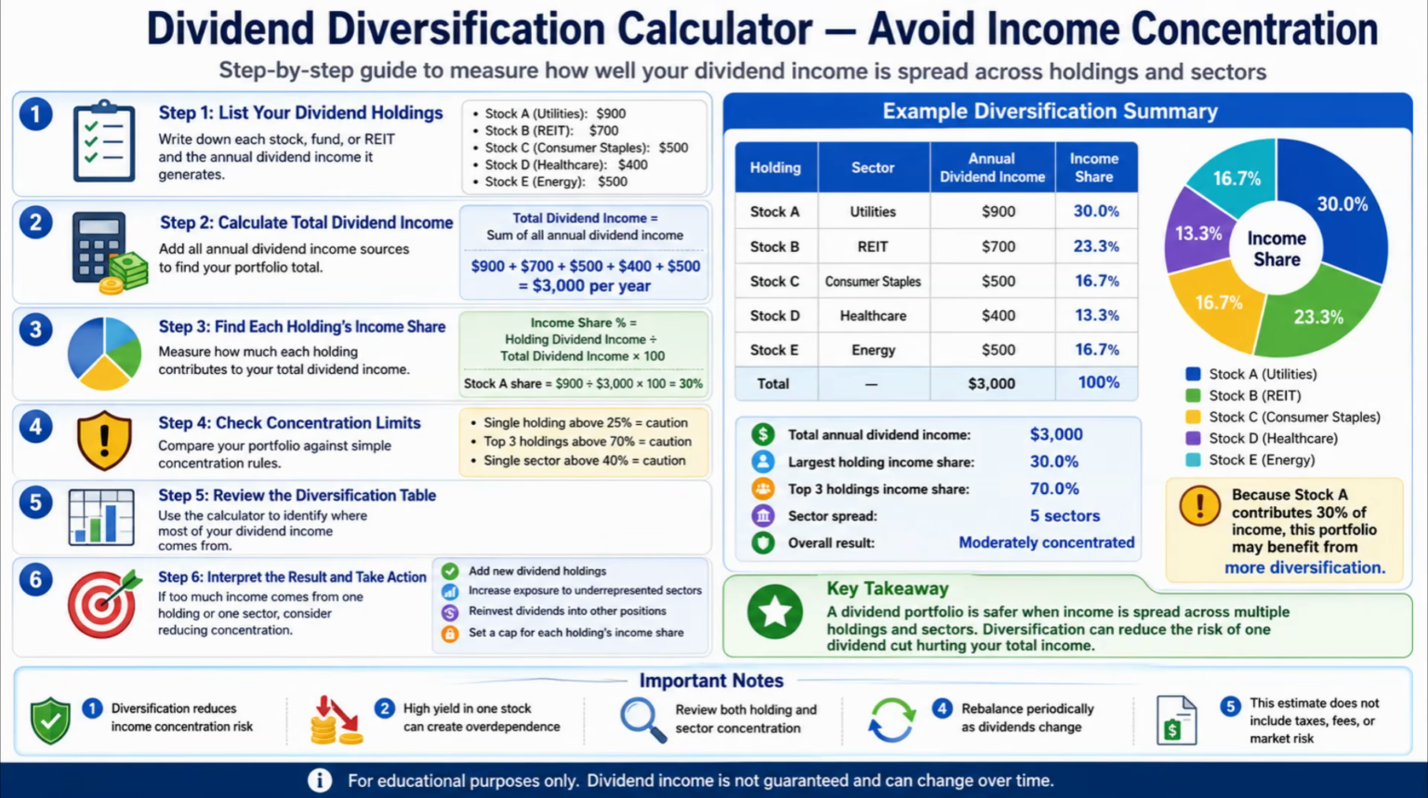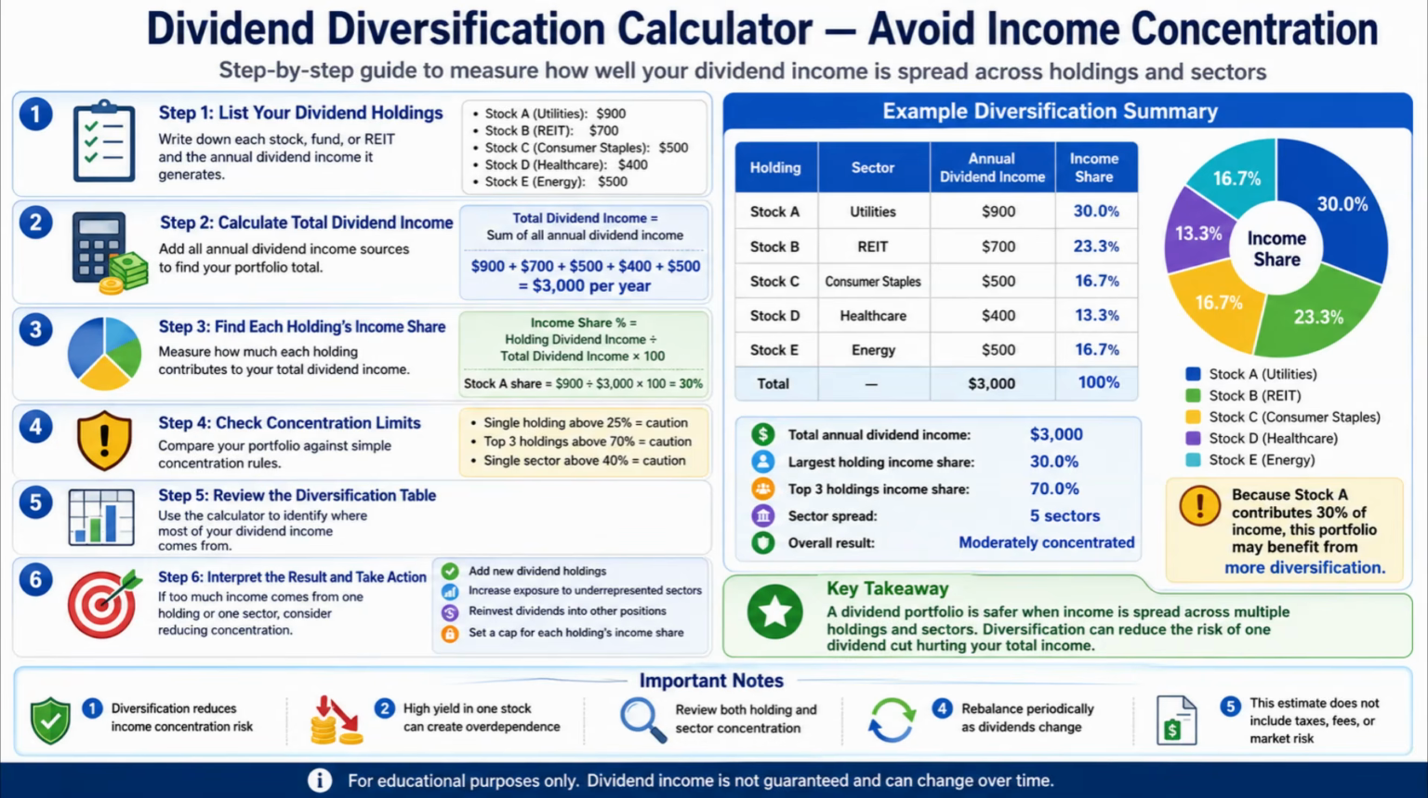Then, we check concentration limits. A single holding above 25% may require caution. Also, if the top 3 holdings produce more than 70% of total dividend income, the portfolio may be concentrated. Similarly, if one sector produces more than 40% of dividend income, that can also increase risk.